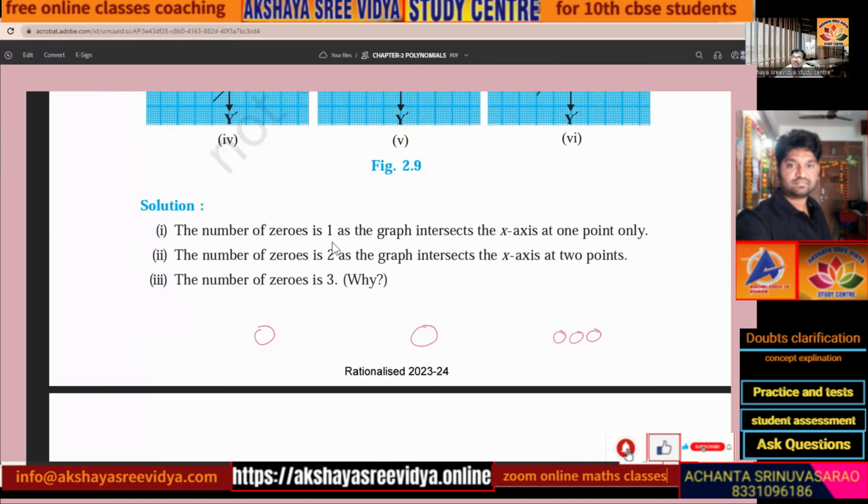Solution. The number of zeros is 1. The graph intersects at 2 points, the number of zeros is 2. The number of zeros is 3.